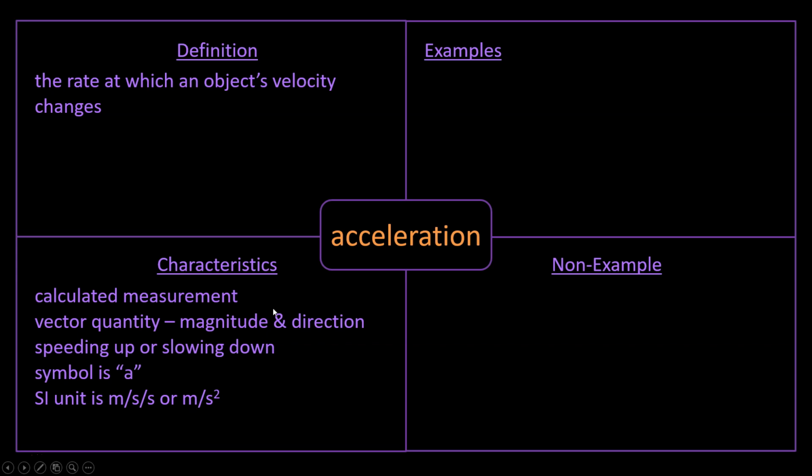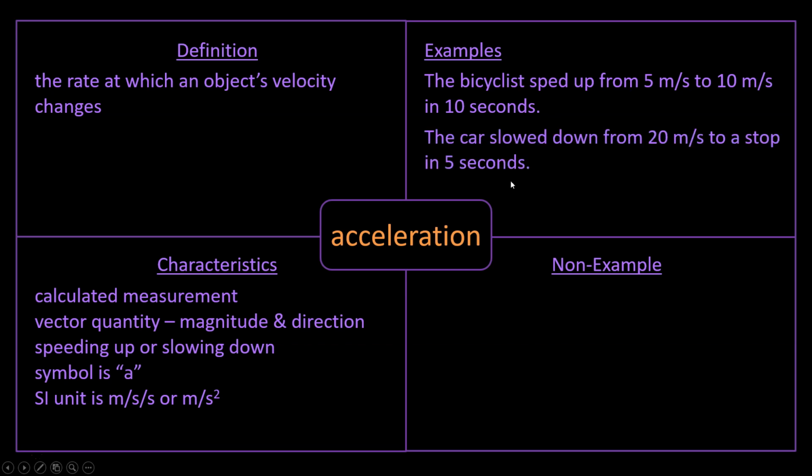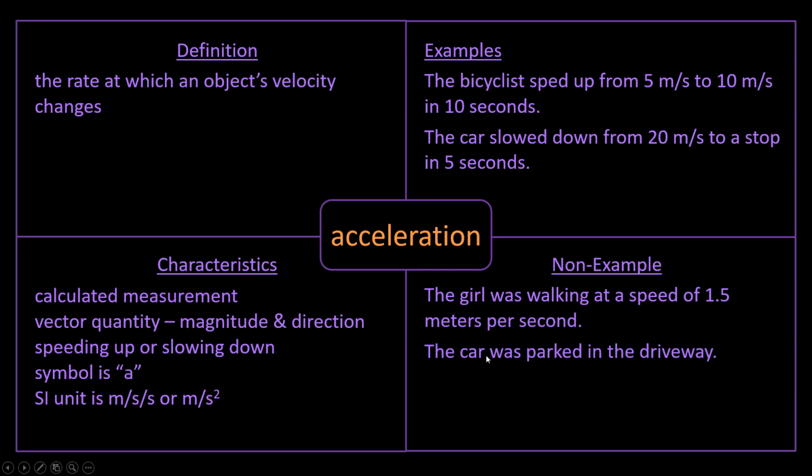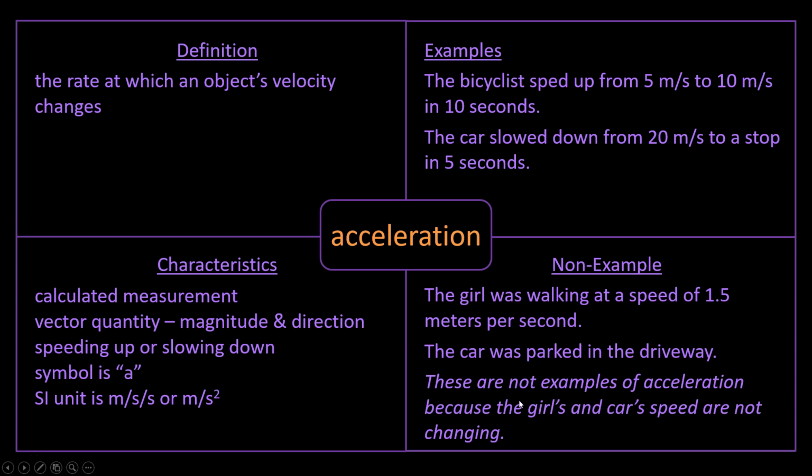Some examples: the bicyclist sped up from 5 meters per second to 10 meters per second in 10 seconds. And the car slowed down from 20 meters per second to a stop in 5 seconds. And let's look at two non-examples. The girl was walking at a speed of 1.5 meters per second, and the car was parked in the driveway. These are not examples of acceleration because the girl's and the car's speed are not changing.